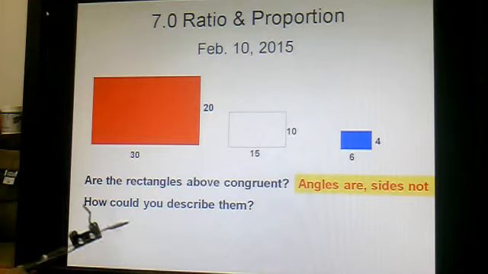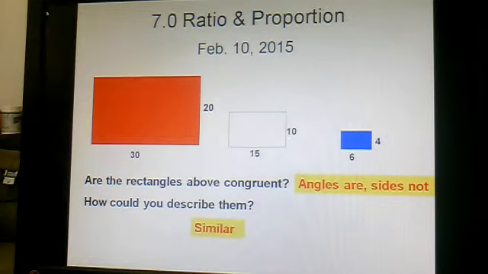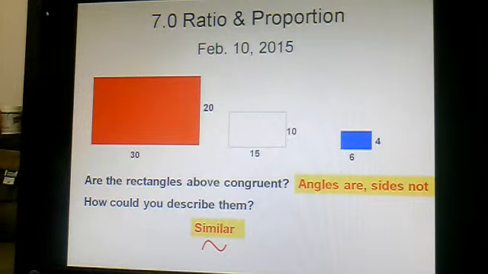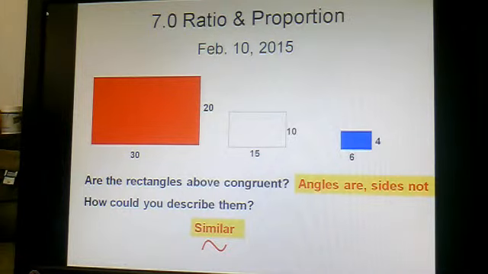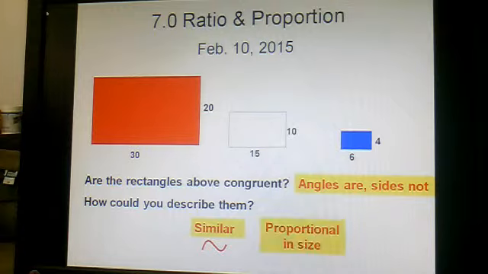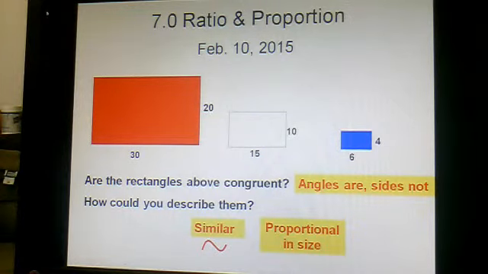And then this question, how could you describe them? The word is similar, and it's a specific geometry word, meaning the angles are the same, but the sizes are proportional. And there's the symbol for similar. That's the little squiggle that goes over the congruent sign, or over an equal sign. It means the shapes are the same, but the sizes could be different. And we usually say it's proportional in size.